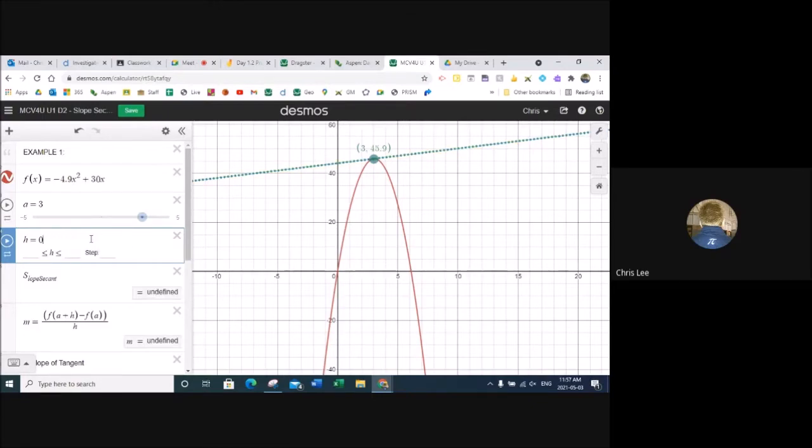Back to this. See, when the h value is 1, it actually starts to go down the other side of the curve. And so that's why it's not a great representation of the slope at 3. I'm way too far away from 3. My secant is way too far away from 3. Even when I get something like this, which is pretty close, it's still negative. And the reality is when you get really close, it switches over and becomes positive.